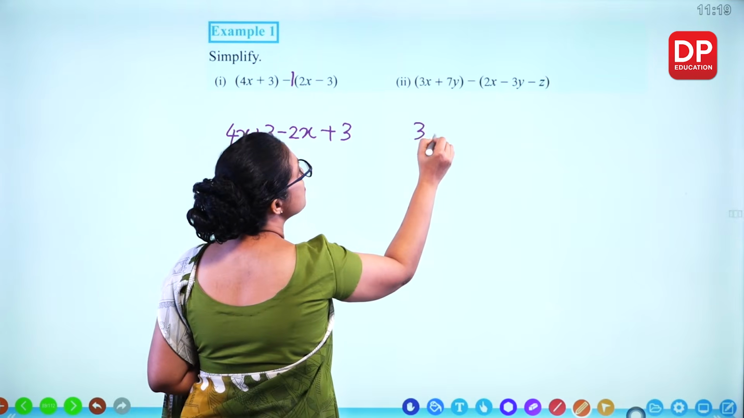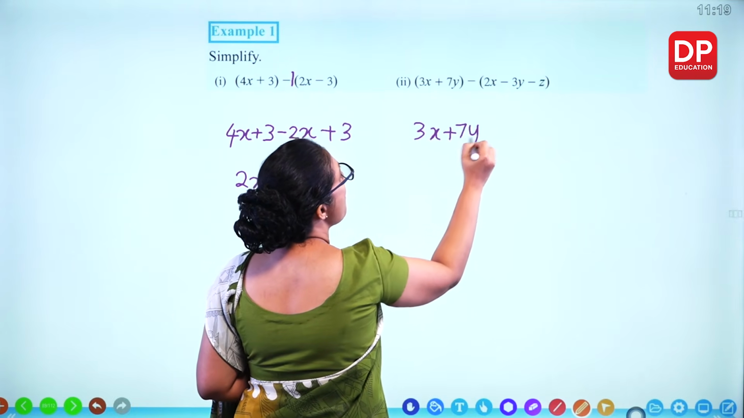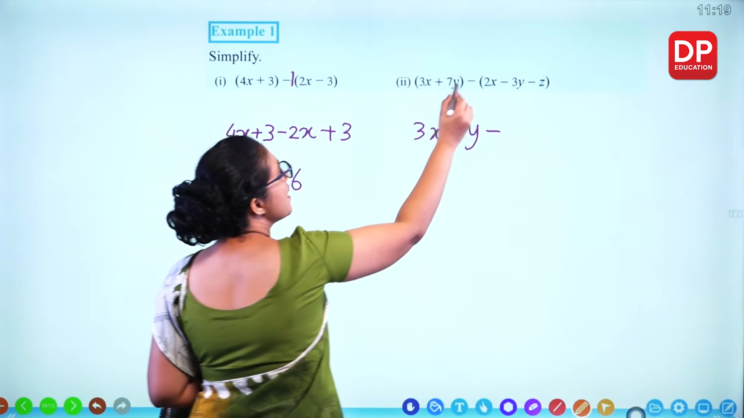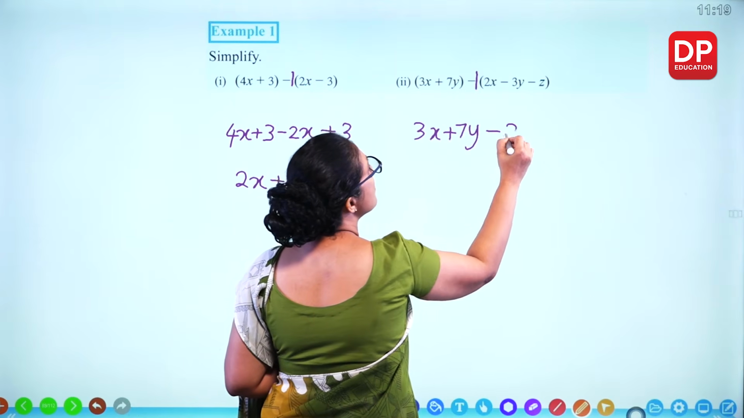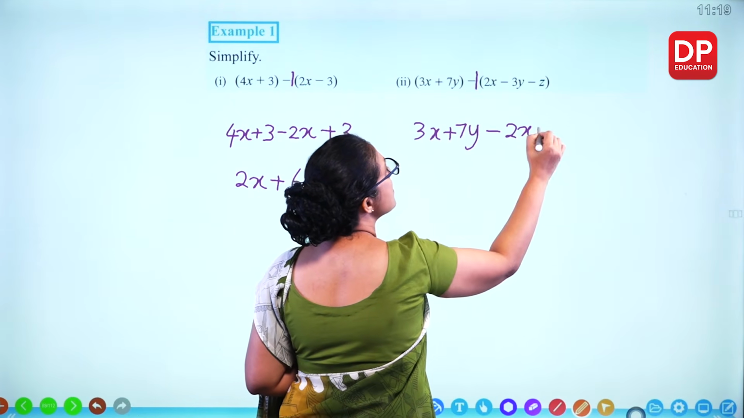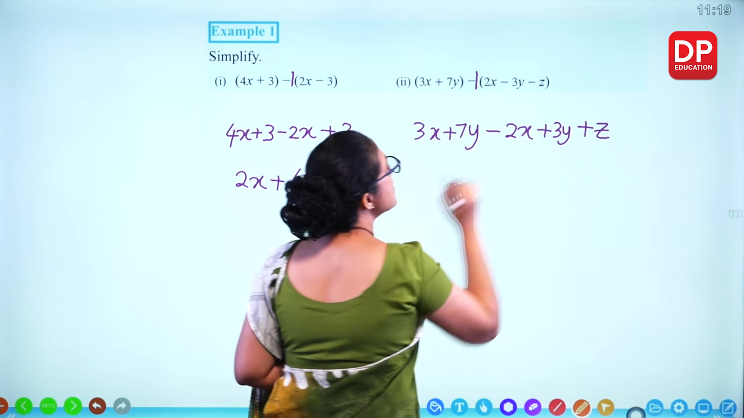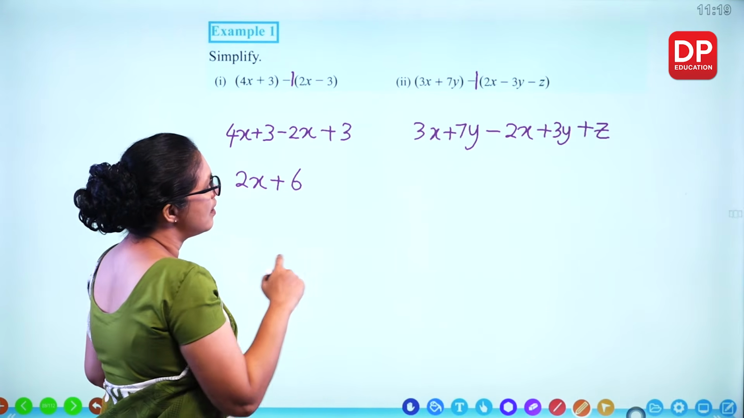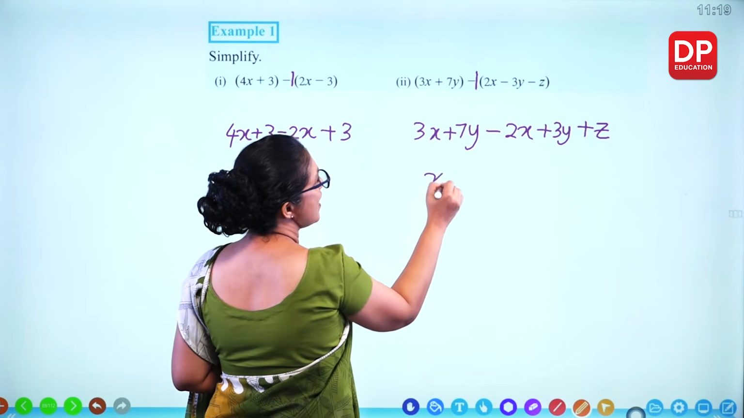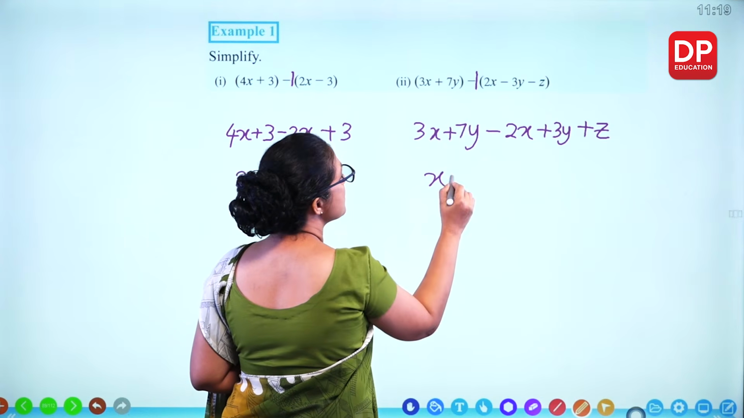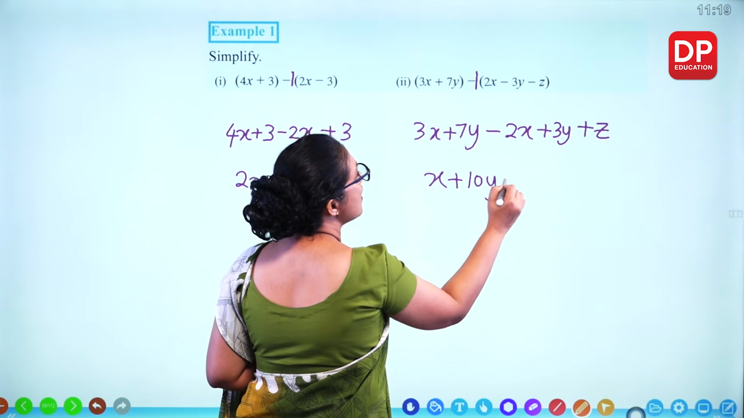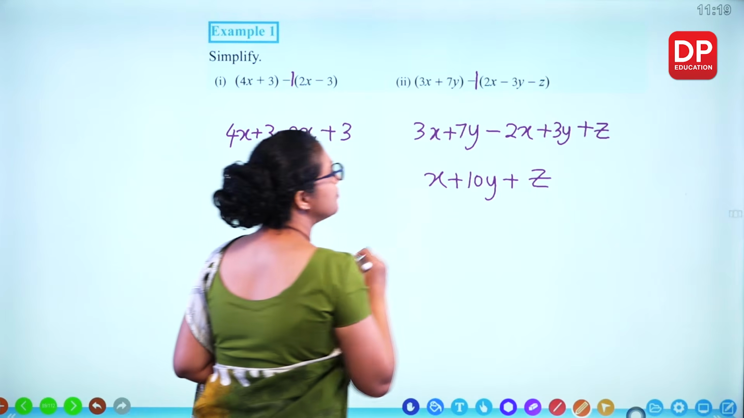Here 3x plus 7y, minus, multiply by minus 1, 2x, minus minus plus 3y, minus minus plus z. 3x and minus 2x is x. 7 and plus 3, 10y. And z is there.